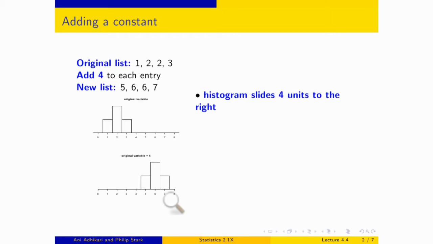So what does this do to the average? Well, the average was 2. This is visual. That's the balance point. And that has slid 4 units to 6. No surprise there. What has happened to the SD?